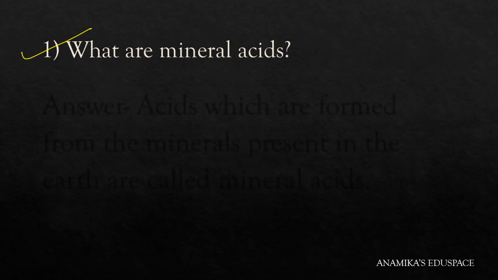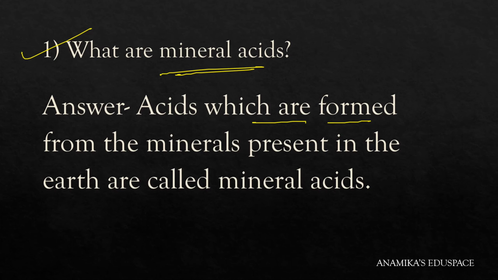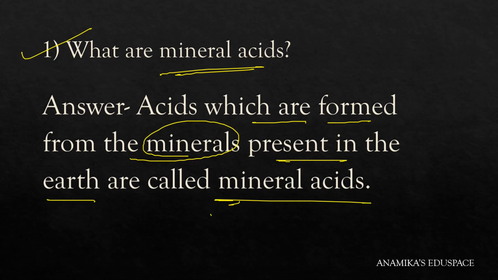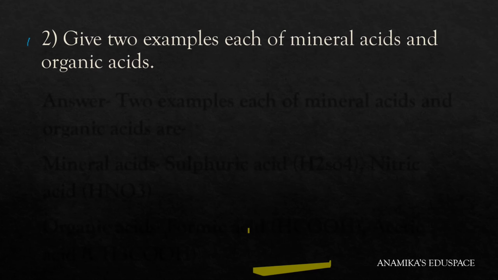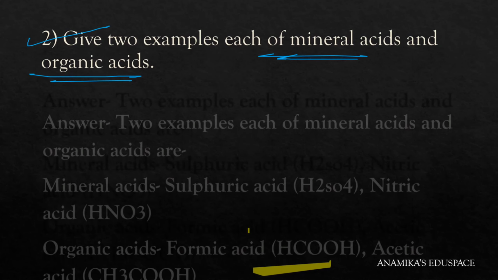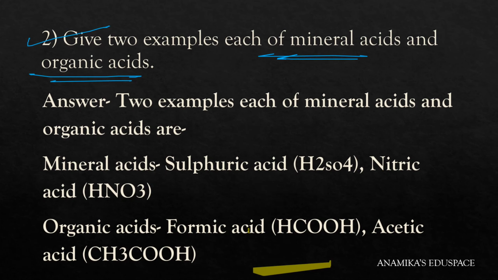Question number 1. What are mineral acids? Answer. Acids which are formed from the minerals present in the earth are called mineral acids. Question 2. Give an example each of mineral acid and organic acid. Answer. Two examples of mineral acid are sulfuric acid, that is H2SO4, and nitric acid, that is HNO3.